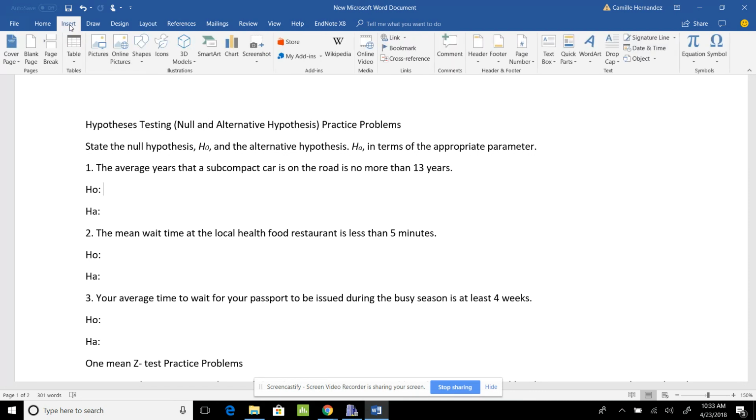So I'm going to go over here and do my symbols. I don't know if you know where these are, but over here, I'm going to do the population mean. Then I need to get the less than or equal sign. No more than 13 years means that the mean is less than or equal to 13 years. Okay, so what is the mathematical opposite for the alternative? It means the mean is greater than 13 years. So that's what we're looking at.